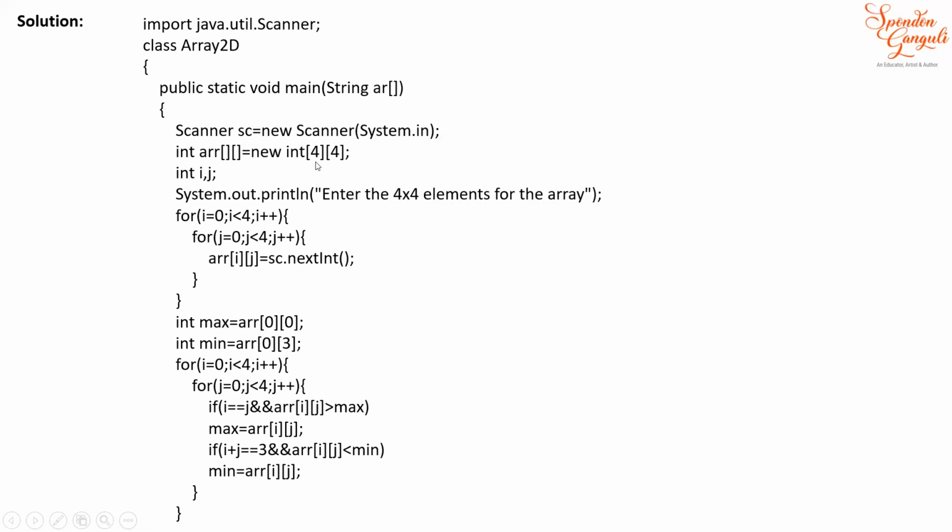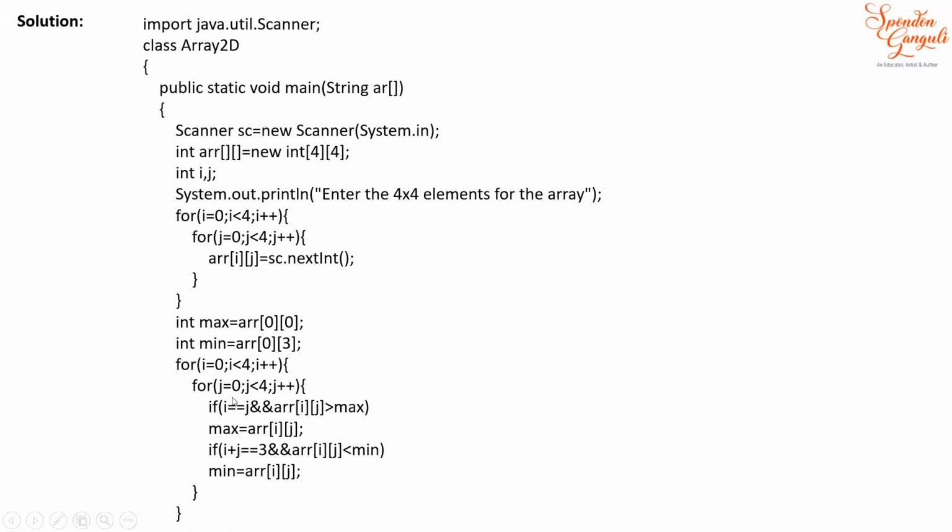Here both asked for 4 cross 4, that means 16 elements to be entered. So enter 16 elements, 4 cross 4 elements. We need a nested loop. Outer loop represents row and inner loop represents columns.